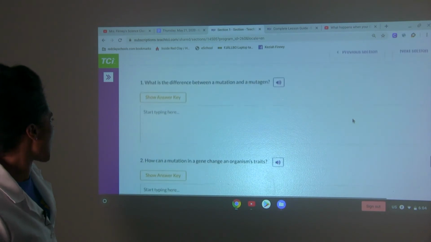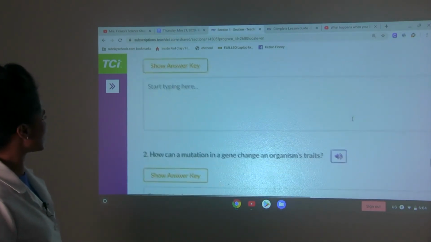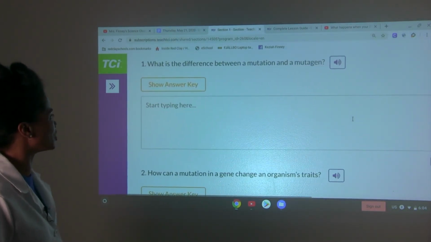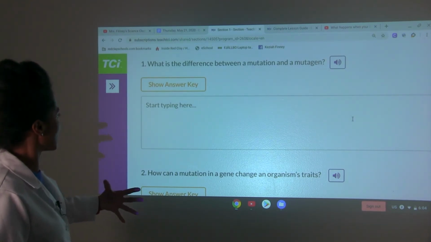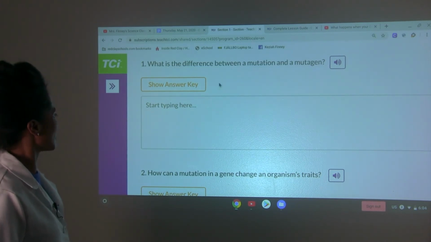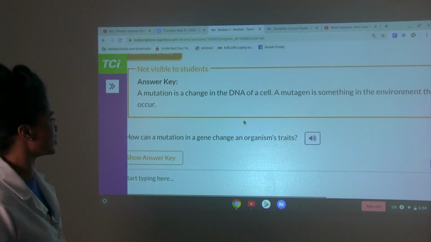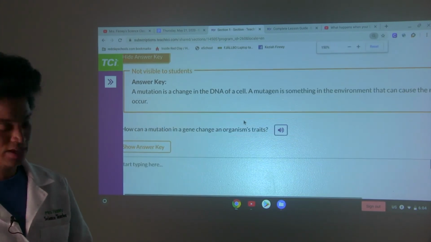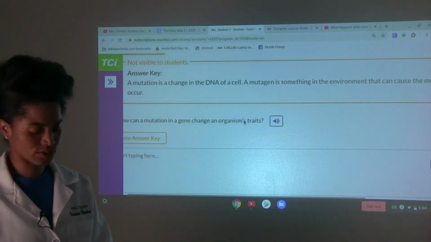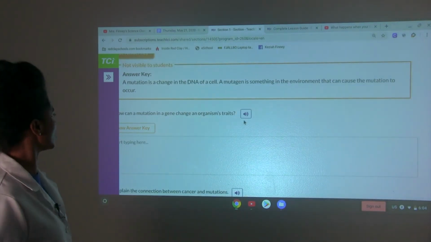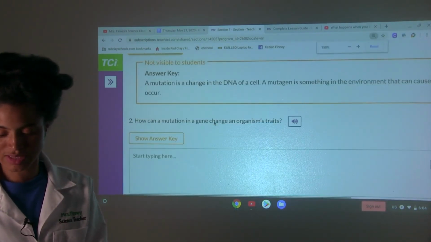All right, let's check our questions at the bottom. What is the difference between a mutation and a mutagen? You should be able to explain this at this point. Make sure you jot it down. A mutation is a change in the DNA of a cell. But a mutagen is something in the environment that can cause the mutation to occur. All right, jot this down so you have this information.